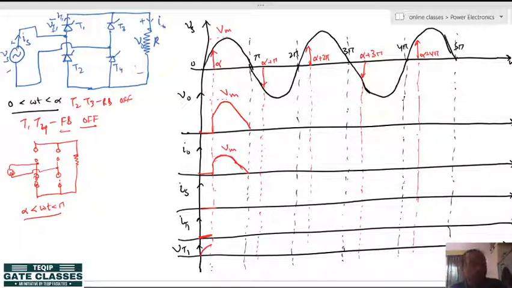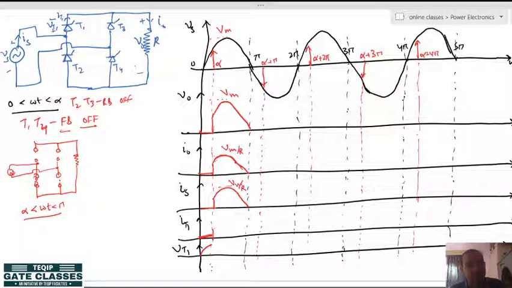And what is the source current? You can see that the source current will follow the reference source current, and it will also be the same as the load current, same shape as the load current, as well as the direction will also be positive. It is Vm by R, Vm by R. And what is the thyristor 1 current?